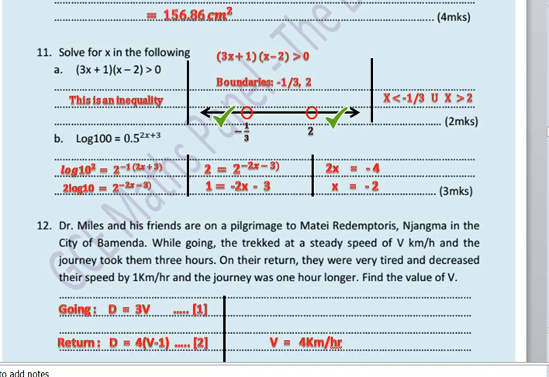When we test above 2, take for example 3 and put it in, the first bracket will be positive and the second one will be positive. Positive and positive is positive, so it satisfies because it's greater than 0, and equally from below. So our solution set will be x is strictly less than minus 1/3 union x is strictly greater than 2.